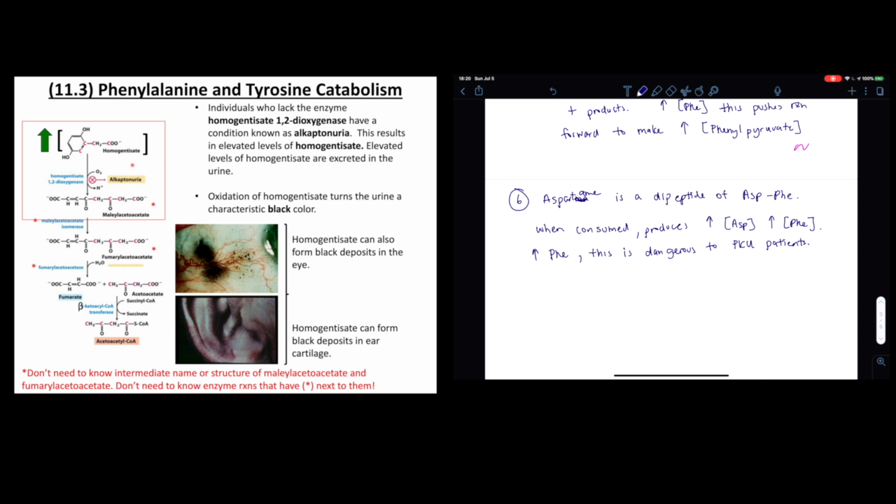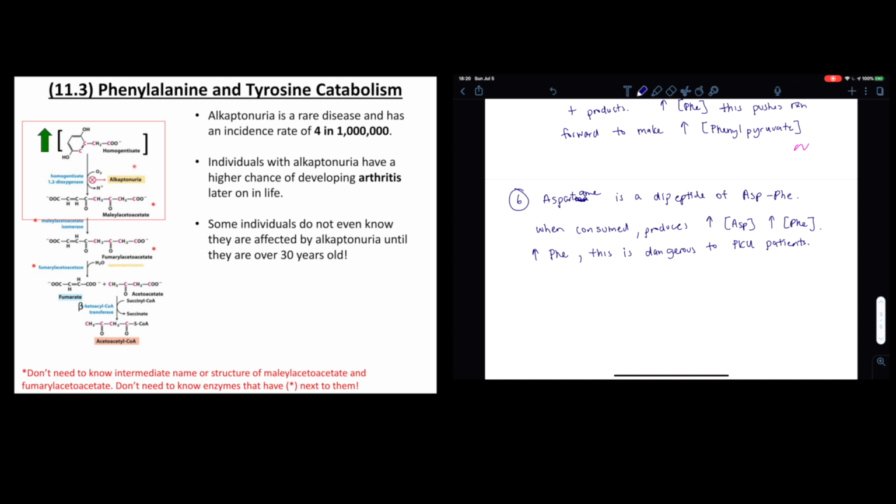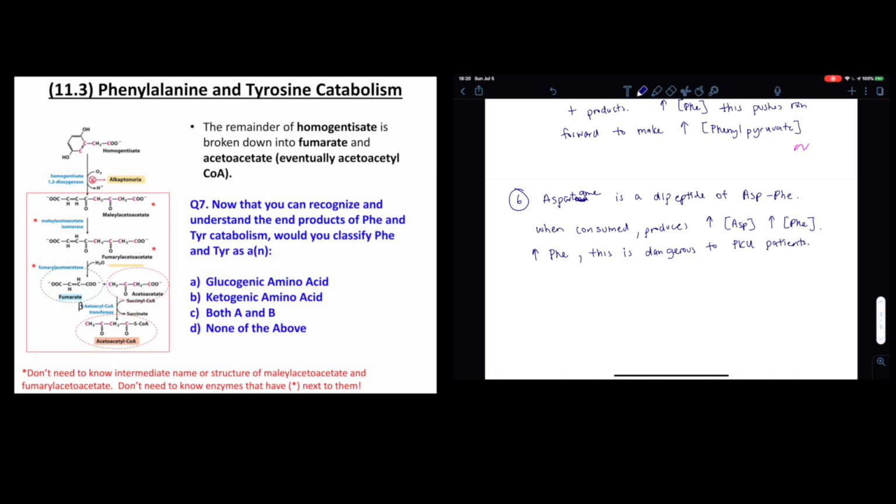So that's alkaptonuria. Now, what happens next after it goes through the dioxygenase is it produces this compound called maleylacetoacetate, which you don't need to know. It undergoes an isomerase reaction, which means there can be some shifting of chemical bonds to form fumarylacetoacetate. It's going to undergo a hydrolysis reaction. All of this stuff, I don't care that you know. So you don't need to know this stuff.